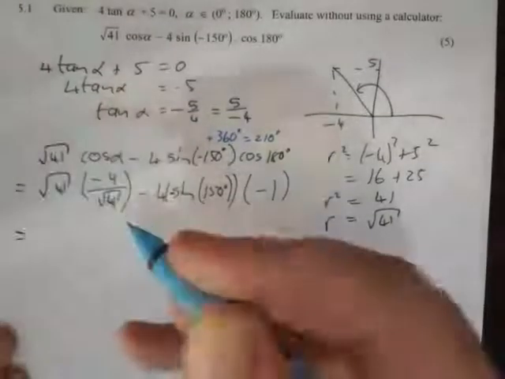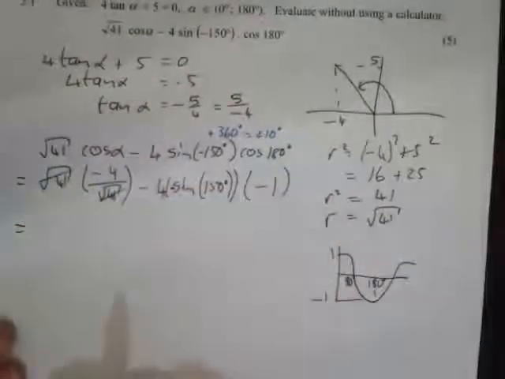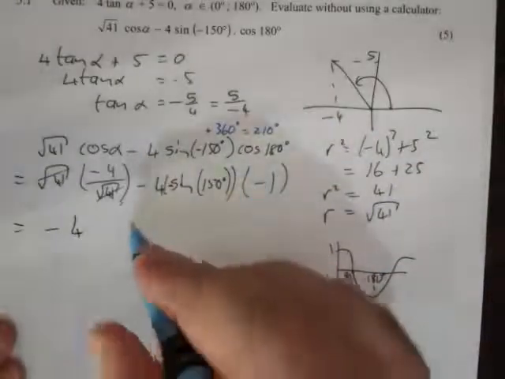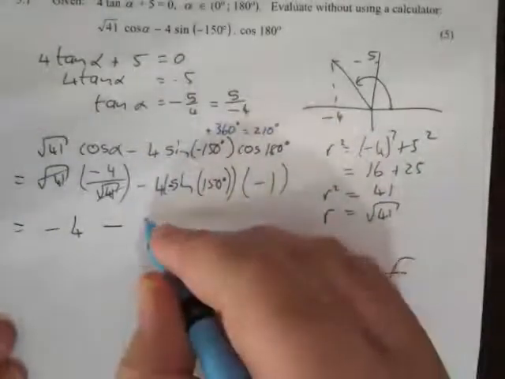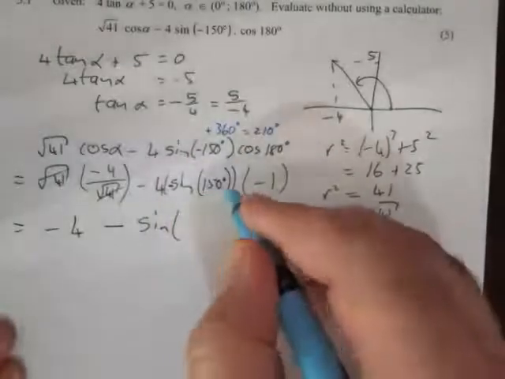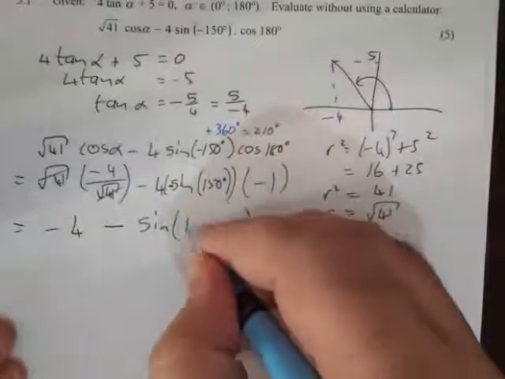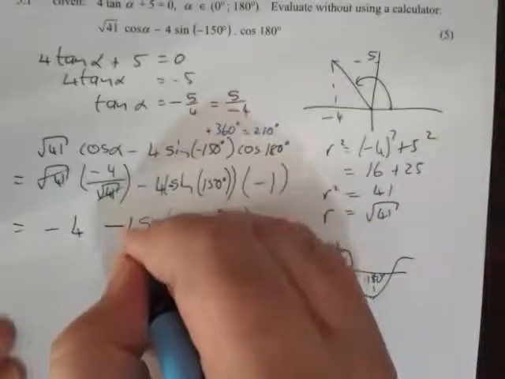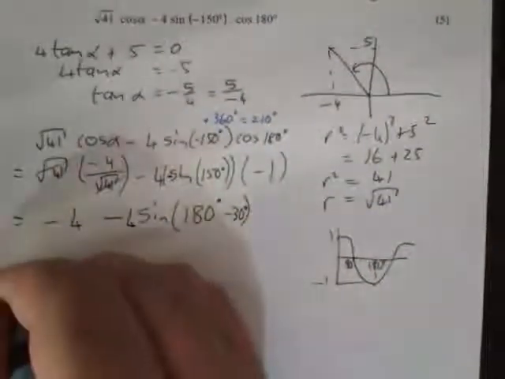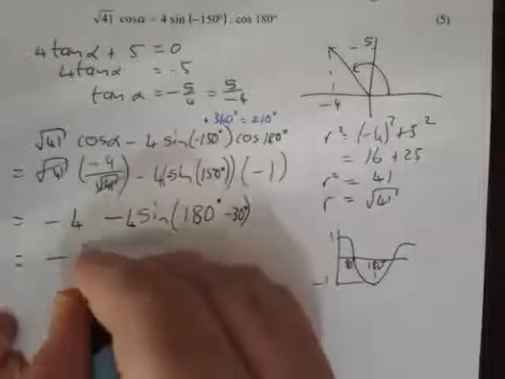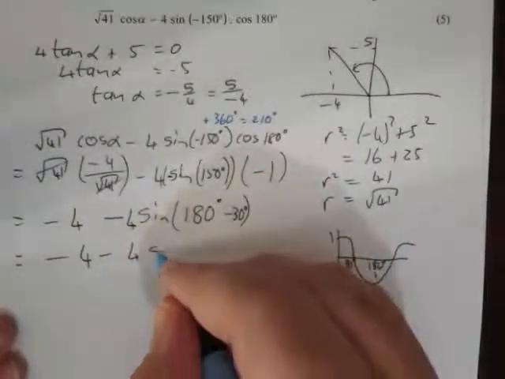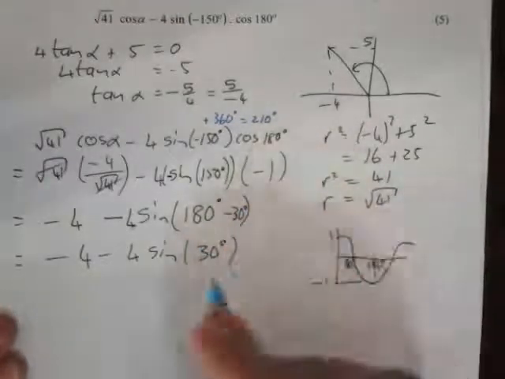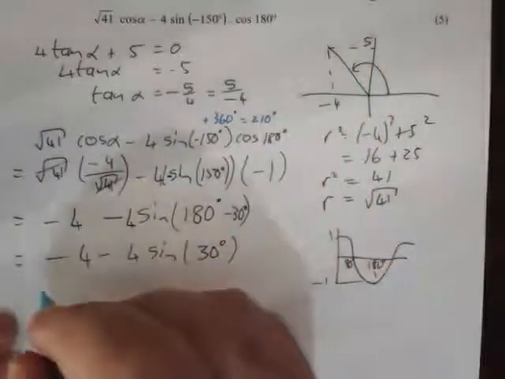So let's simplify square root of 41, square root of 41. They can cancel, which leaves us with minus 4. Minus and a minus and a minus will give us a minus sine of, okay, so 150 degrees is the same as 180 degrees minus 30 degrees. So we have minus 4 sine of that. This is minus 4 sine of 30 degrees. Okay, it's a positive sign because it lies in the second quadrant.